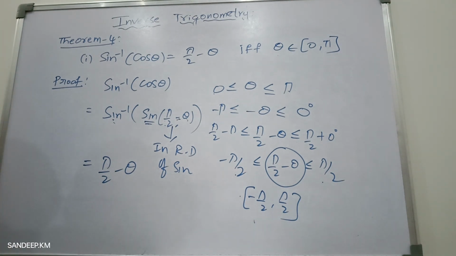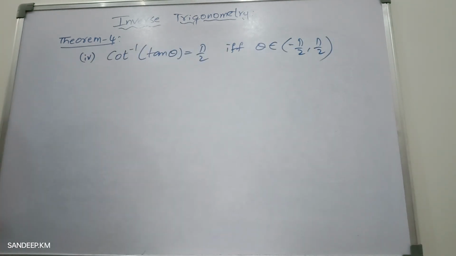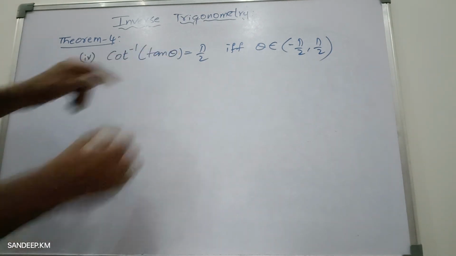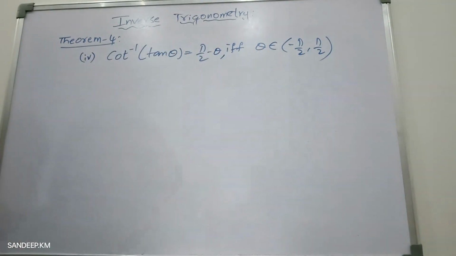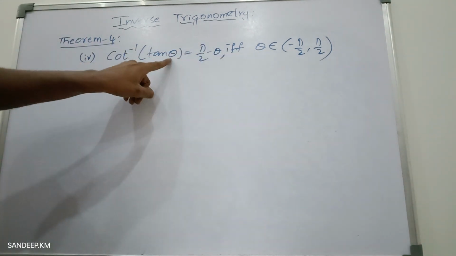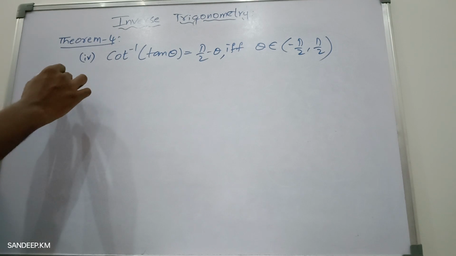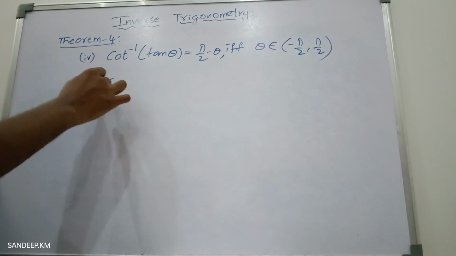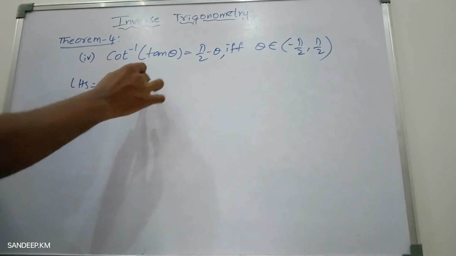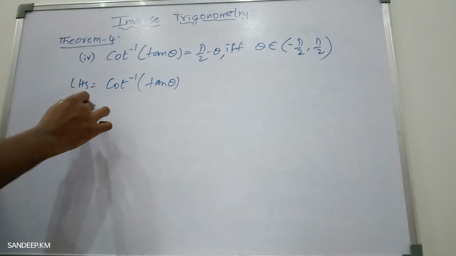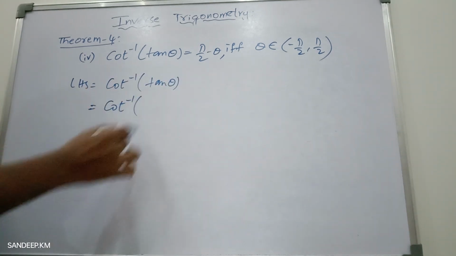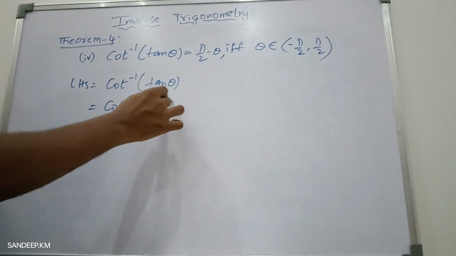See, for clarity, I am explaining one more in this. Cot inverse of tan theta is equal to 90 minus theta, if and only if theta is present in the restricted domain of tan. Okay? How will you prove it? If I take LHS, cot inverse of tan theta, it is nothing but cot inverse of cot of 90 minus theta.